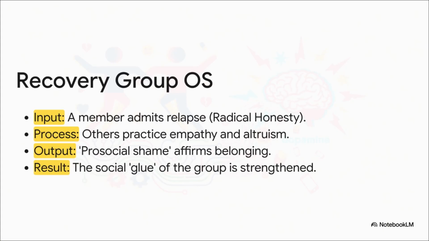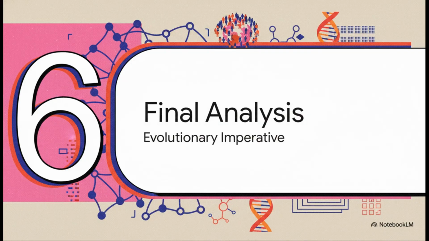And recovery groups are a perfect real-world example of this. They function just like a social operating system. When one user inputs radical honesty, say admitting a failure, the system doesn't crash. No, instead it triggers a process call for all the other users to run their own empathy and altruism protocols. The output actually reinforces the entire network and strengthens that social glue. It's brilliant, really.